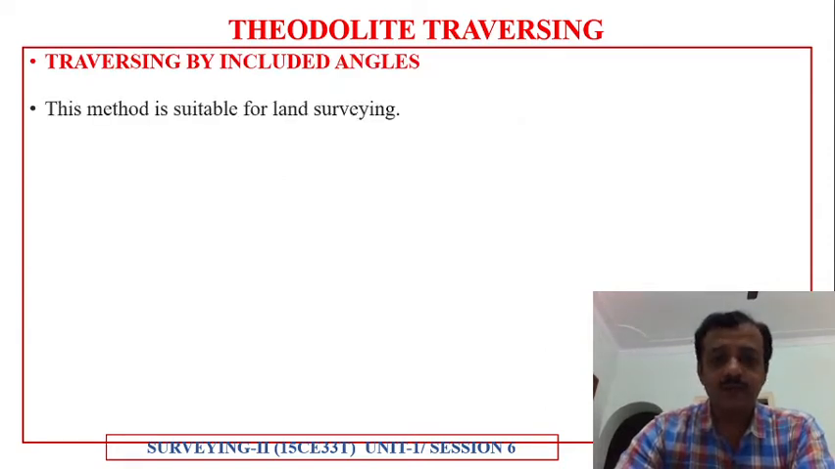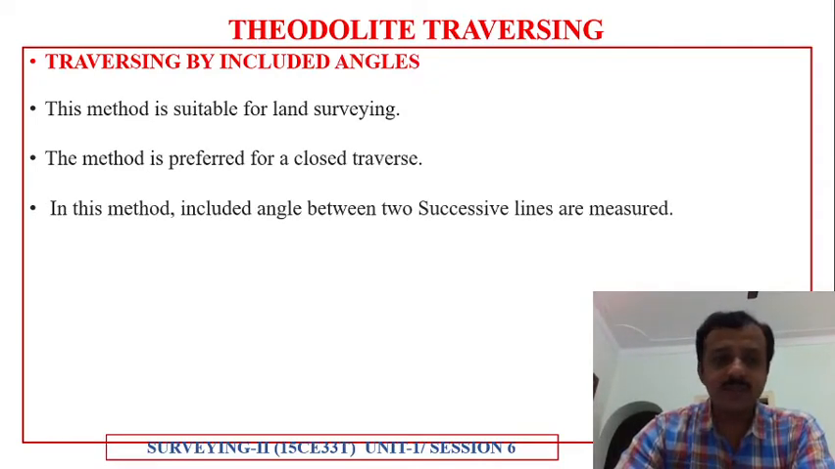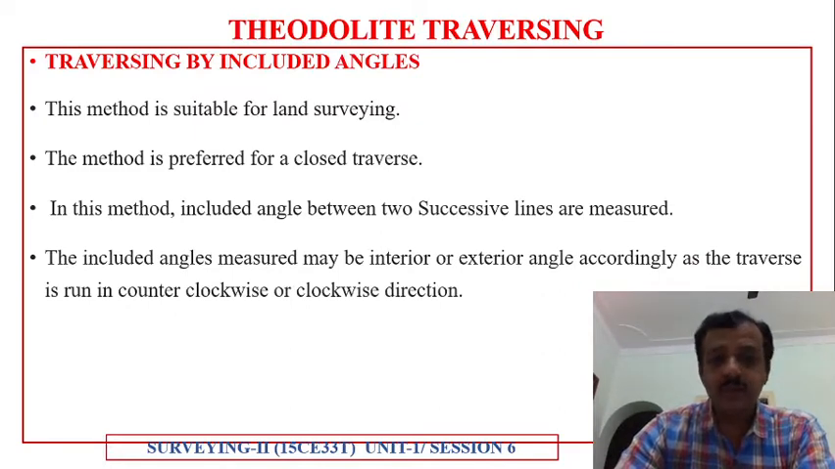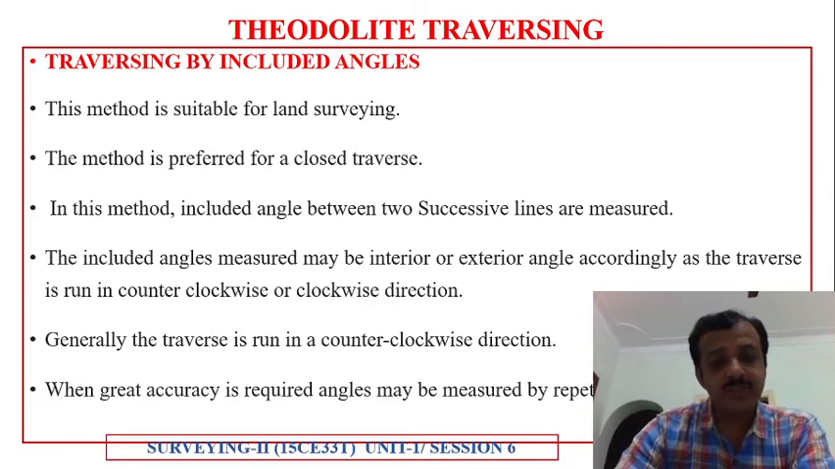Traversing by the included angle method. This method is suitable for land surveying. This method is preferred for closed traverse. In this method, the included angle between two successive lines is measured. Included angles are measured as either interior or exterior angles, accordingly as the traverse runs in counterclockwise or clockwise direction. Generally, the traverse runs in the counterclockwise direction, right? When great accuracy is required, angles are measured by the repetition method.